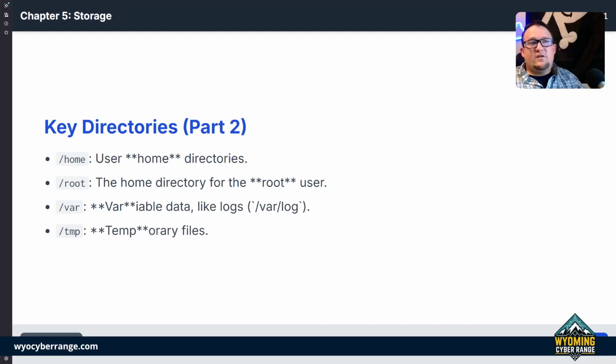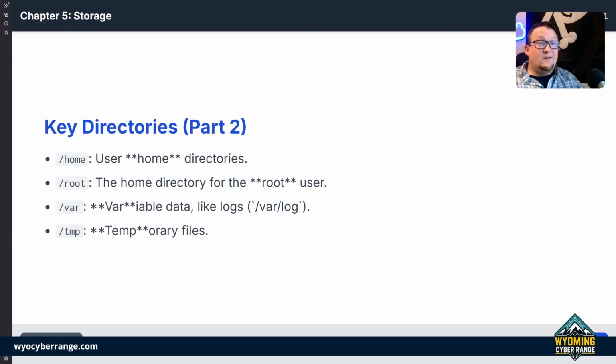A few more directories for you. The /home directory. We already know this directory because your home directory is /home/username, otherwise known as the tilde, right? You get the /root directory. This is the home directory for the root user. So they kind of get their own home directory. While you have to stay in the home directory, root can have its own. It's in /root.